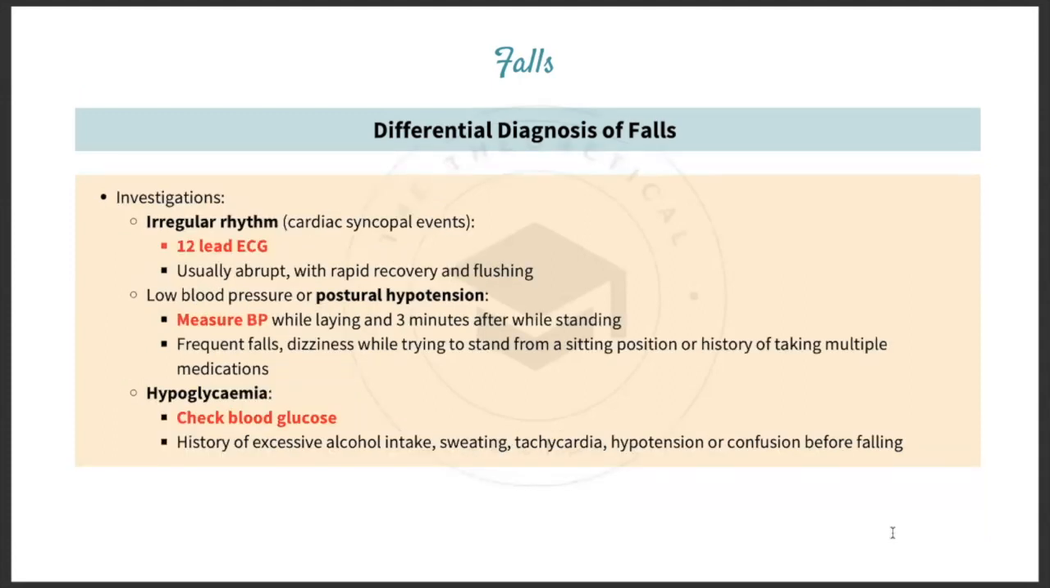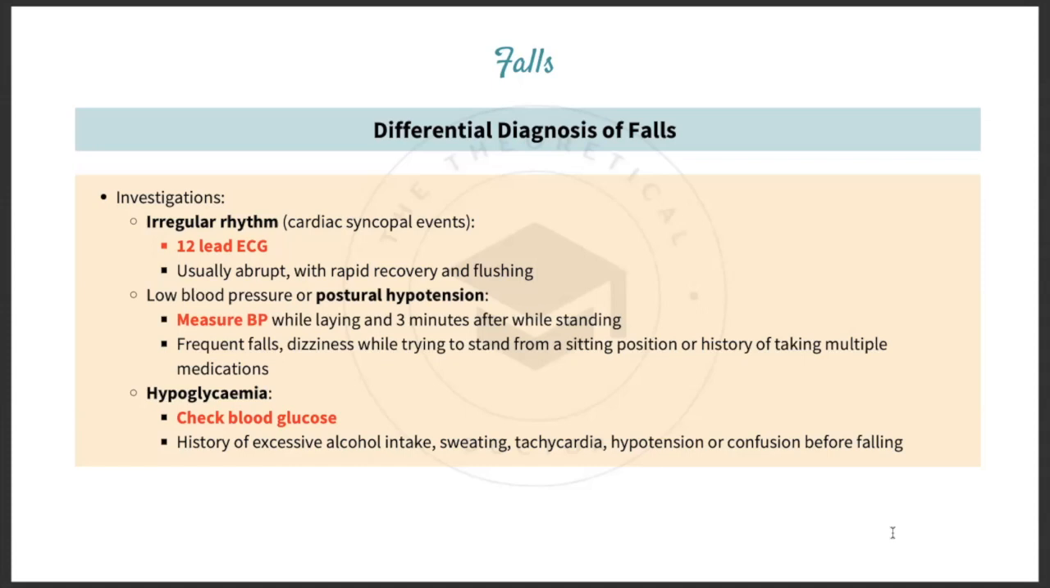So what are the investigations you would like to perform? In the case of irregular rhythm, cardiac syncopal events, you do a 12-lead ECG. Usually it is abrupt, and the moment the patient gets up, there is rapid recovery and flushing, just like in Stokes-Adams attack. For low blood pressure or postural hypotension, you measure the BP while lying and also 3 minutes after standing, to see if there is any difference in the systolic or the diastolic.